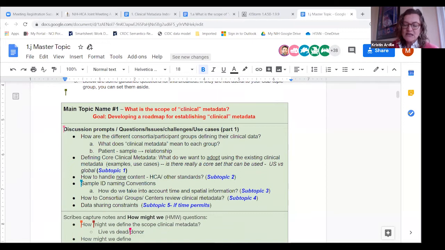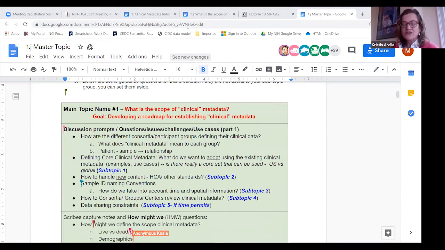So to give you my list of the type of things that I think of in the scope of clinical metadata, there are obvious things like information about the donor or the individual, demographic, such as patient age, sex, BMI, other things, ethnicity, things like that. Perhaps information about the consent or whether there are constraints on the consent from individual to study to study.